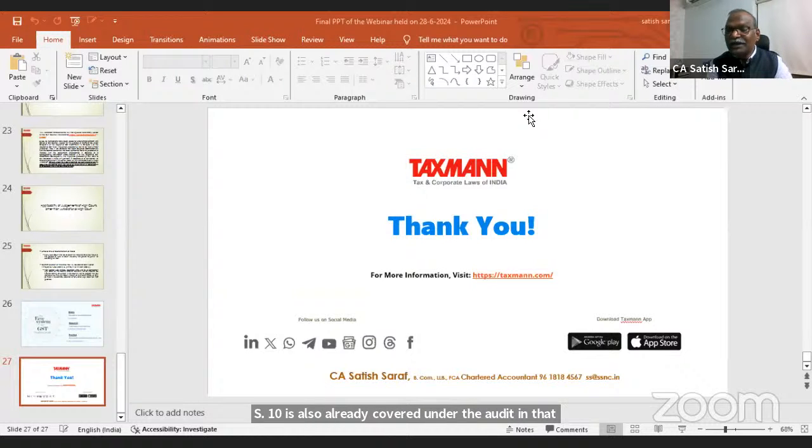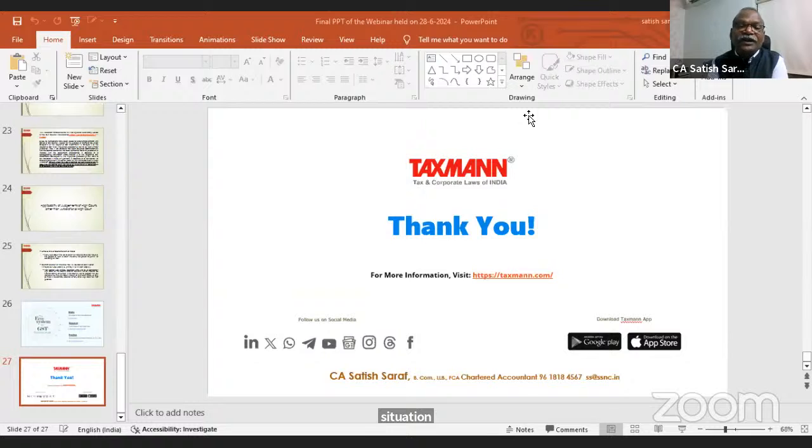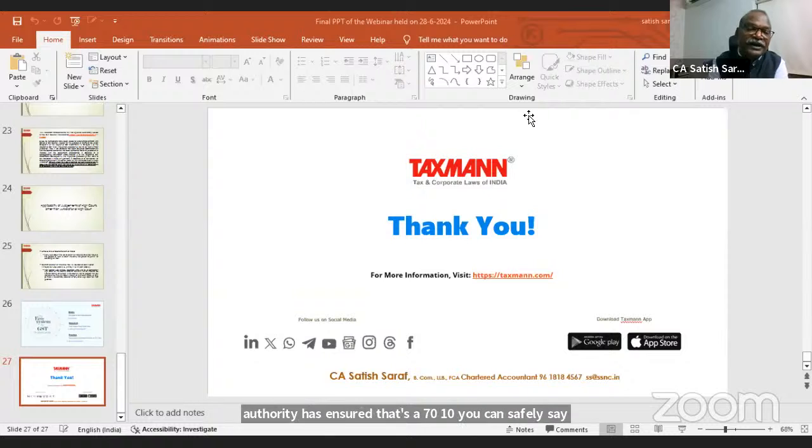Even if the authority has issued that ASMT 10, you can safely say that under the audit under section 65, this matter has already been considered by the audit officer, and this point has been clarified, or accordingly tax has been paid on this aspect. Then you can safely reply to that notice, and the officer is bound to drop that notice.